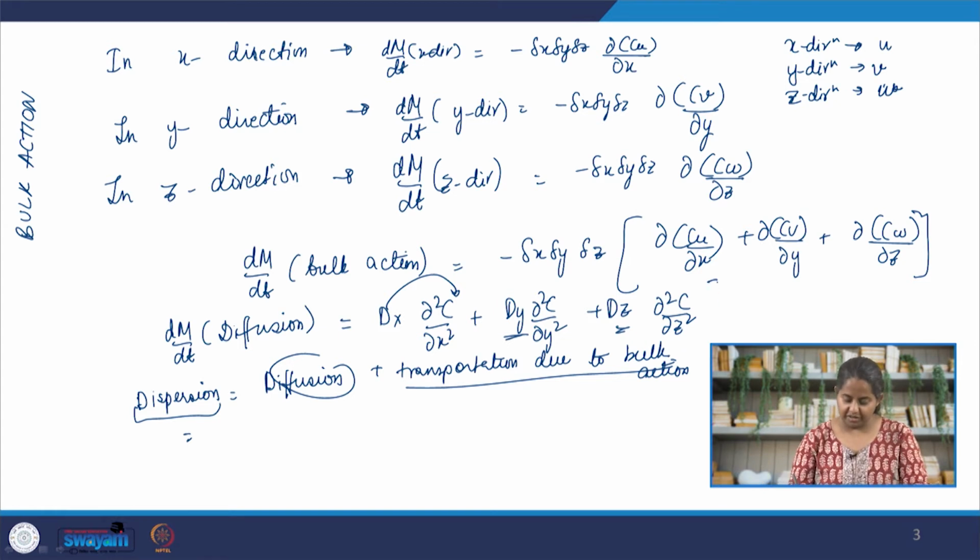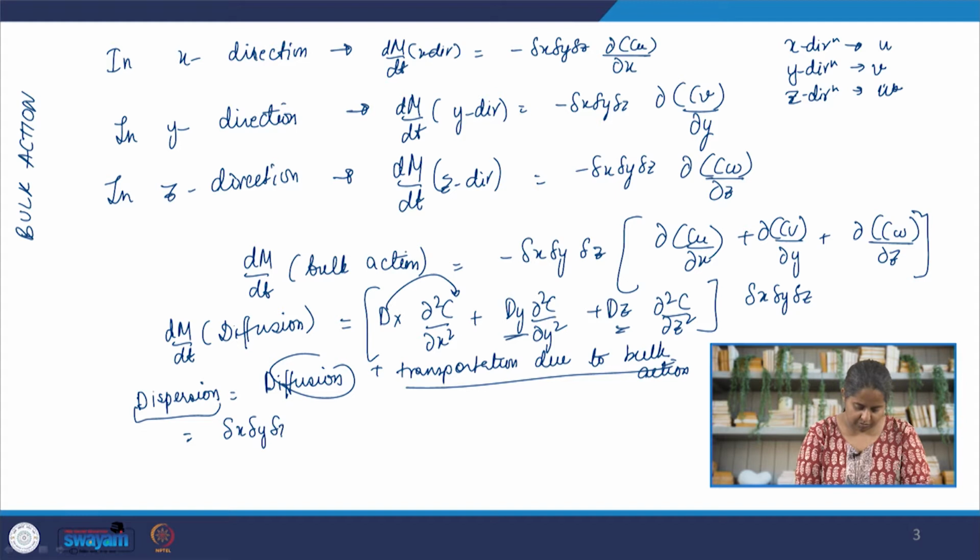Oh, I forgot one thing here. That is common, del x del y del z. Very conveniently forgot the volume term. Okay. So let us take del x del y del z common, and then let us write the diffusion terms first because they are positive.